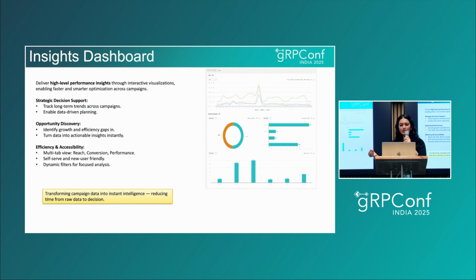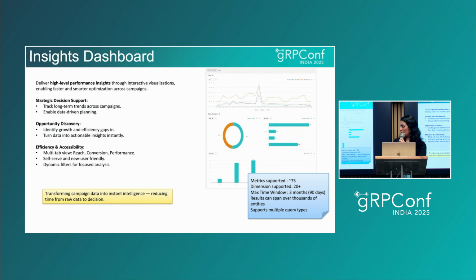More importantly, this dashboard supports dynamic filters. Talking about the technical aspects, it supports 75 metrics and 20 plus dimensions with a maximum time window of up to 3 months, and results can span thousands of rows. It also supports multiple query types such as time series, report, insights, etc.